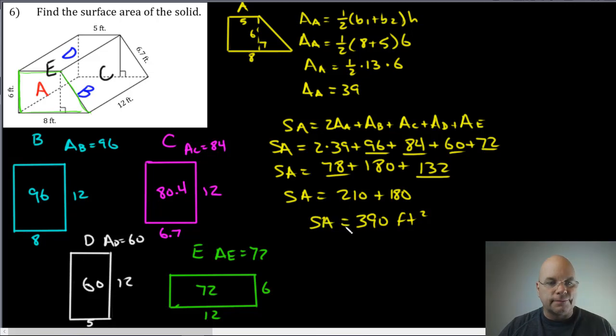I haven't. What did I do wrong? Area C is not 84, it's 80.4. Well, that's unfortunate. Okay. Let's try this out.